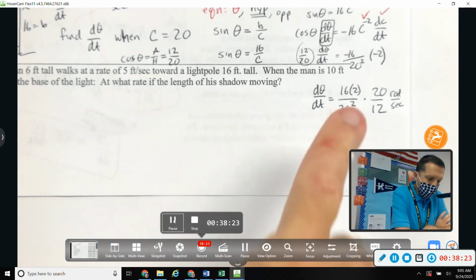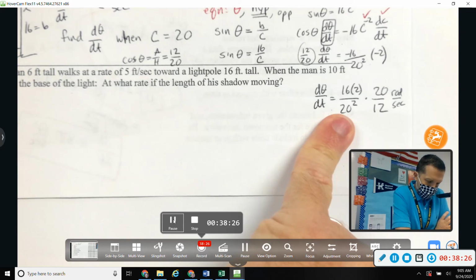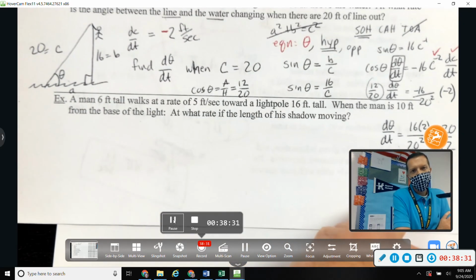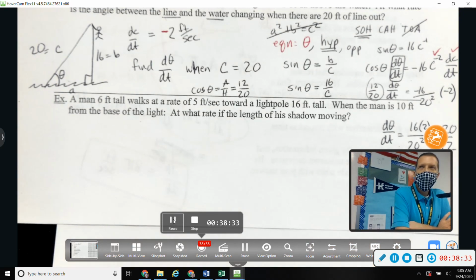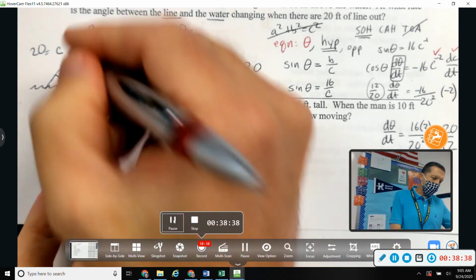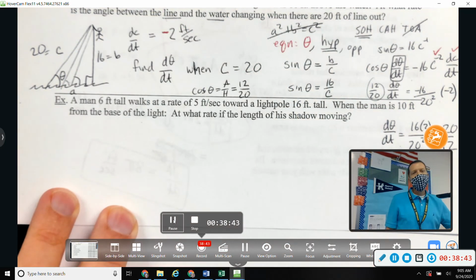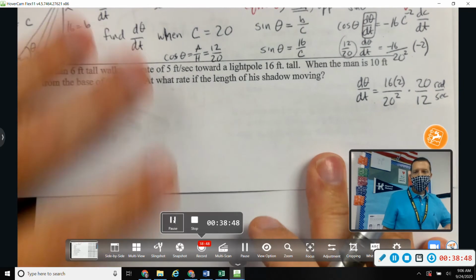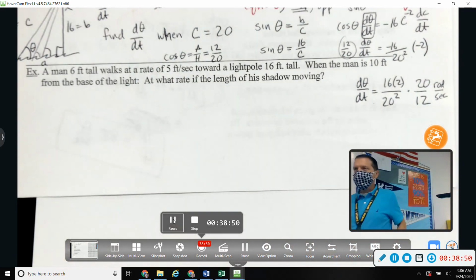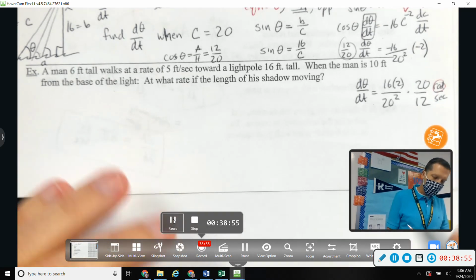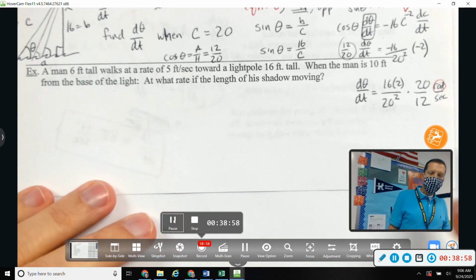The last thing I'd say on this is we got positive. D theta dt is positive. Does that make sense in our picture? As we reel in the line, theta is getting bigger. So I think that makes sense. By the way, angles will always be in radians, so you don't have to worry about that. Angles are always in radians. If you use your calculator, we didn't need a calculator for this one, but keep it in radians.